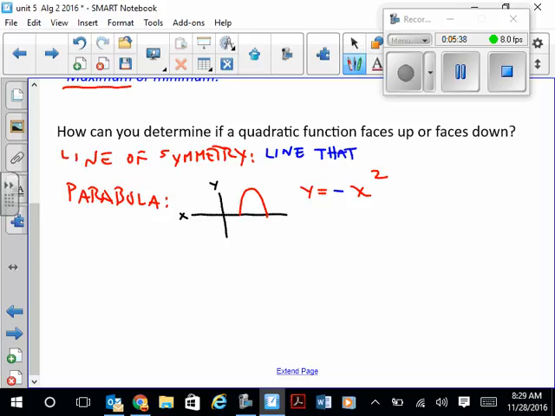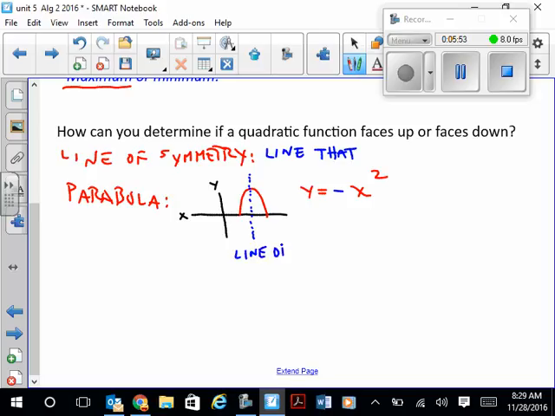In other words, here's the X line. If you want to tell me where this blue dotted line is, you say, oh, that blue dotted line is going to hit X right at X equals 7, or right at X equals 9. So the line of symmetry is always that.